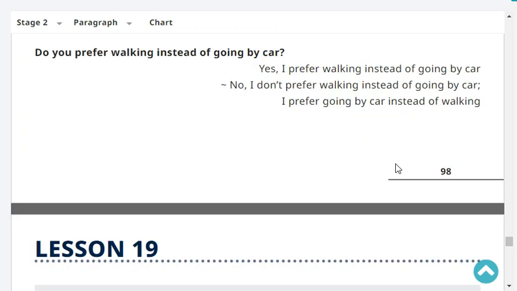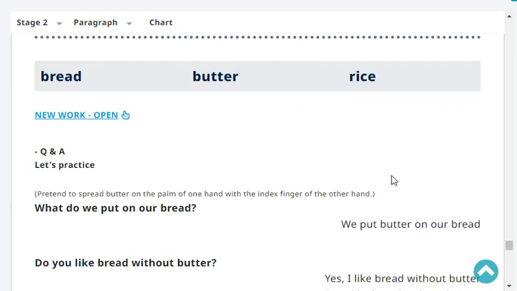Do you prefer walking instead of going by car? Yes or no? Yes, I prefer walking instead of going by car. Very good. Okay, so you prefer walking instead of using your car.